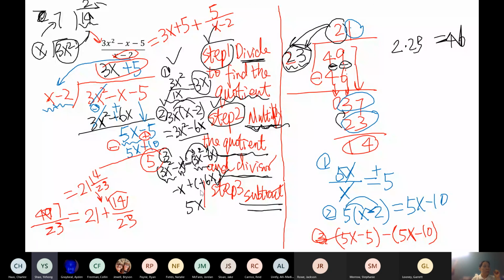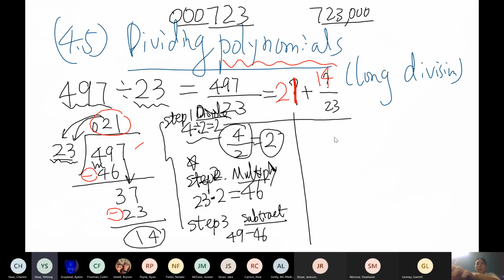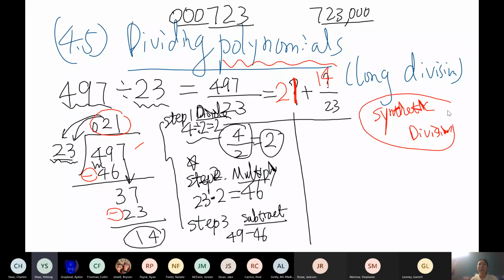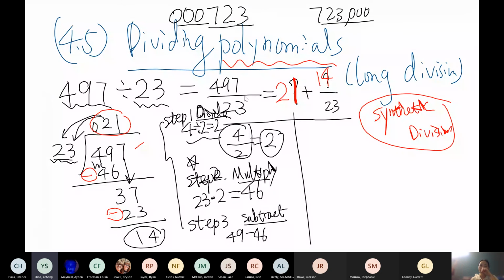Okay. I know some of the students may have learned in high school a method called synthetic division. So there is another way called synthetic division. If you heard of this name before, or learned it before, you can use synthetic division to do this one. But not every long division problem can be done by synthetic division, because synthetic division has a restriction. You can only divide something by x minus something.